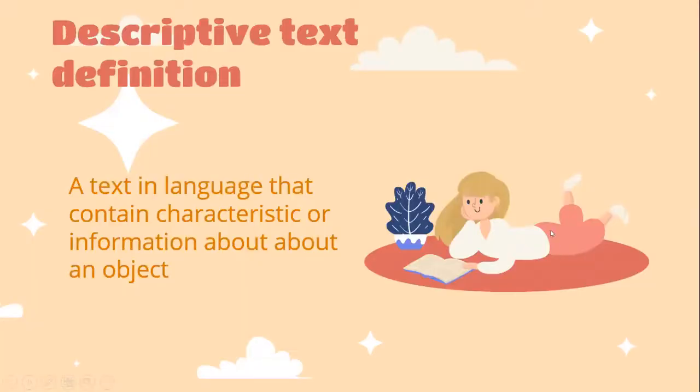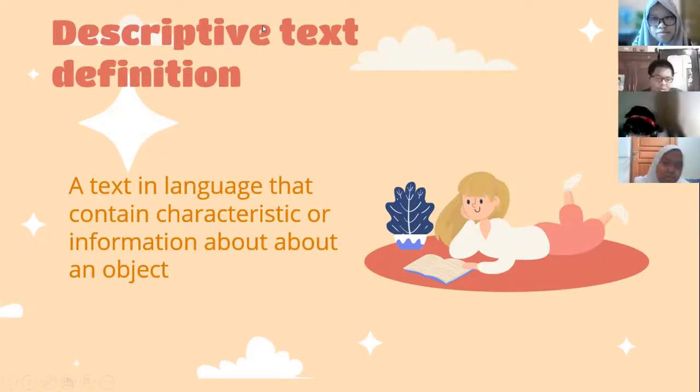And then what is a descriptive text actually? As you can see, a descriptive text will give you details about an object. It can be a human, animal, or building. The text contains characteristics or information about an object, like what I said. From the text in the previous slide, what type of object is described? Anyone can answer?